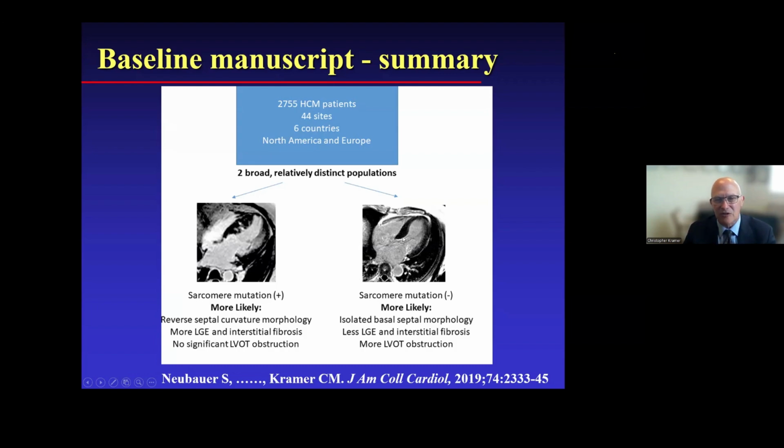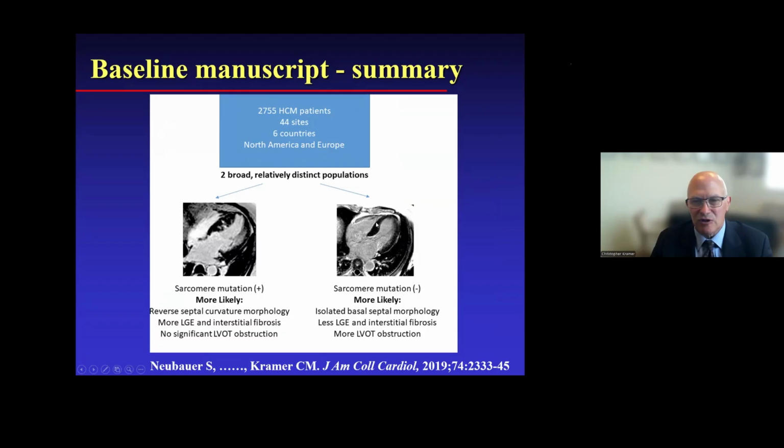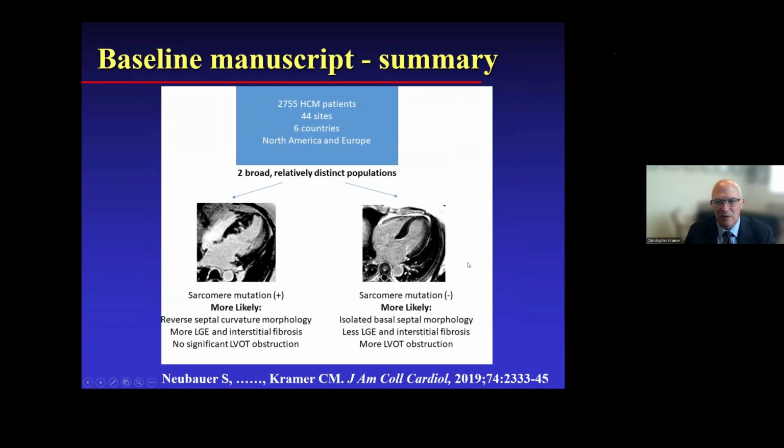with isolated basal septal morphology, sarcomere mutation negative, the more environmental group on top of the polygenic background. And these patients had little to no LGE or interstitial fibrosis, but because of the location of their hypertrophy, these are the patients with more LVOT obstruction.